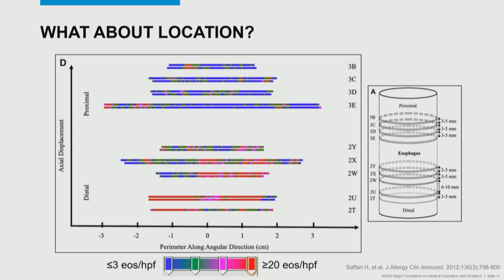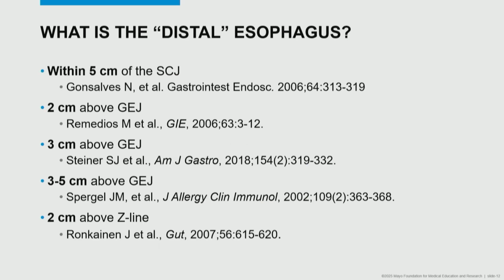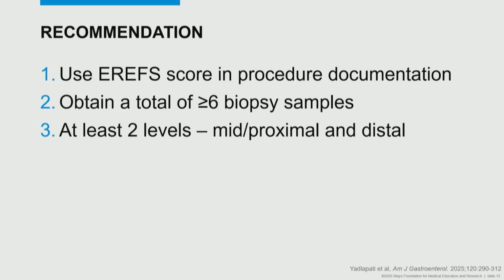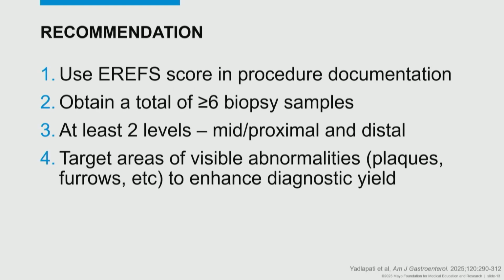Now, one question that I've always had, I don't know how many of you have had it, but I always wondered, what is the distal esophagus? What do they mean? So here are 5 studies describing what they mean by distal esophagus, and I think there's a fairly broad consensus. We're talking about the distal 2 to 5 centimeters of the esophagus. Now, importantly, we're not talking about the GE junction, so you don't need to take GE junction biopsies when you're looking for EOE. This is in the body of the esophagus, so it does not involve the stomach. What else? We should be targeting areas of visible abnormalities.